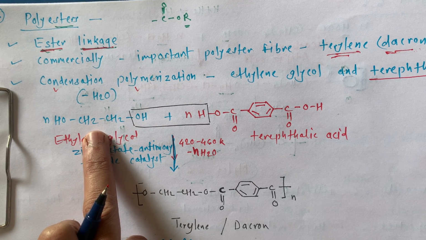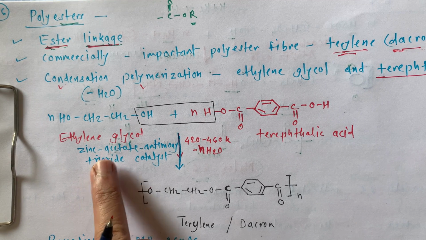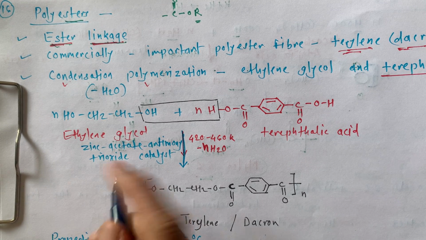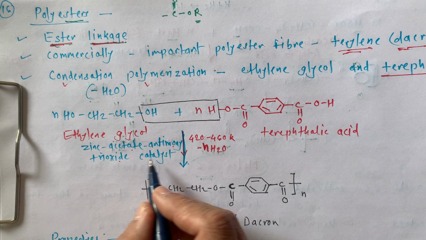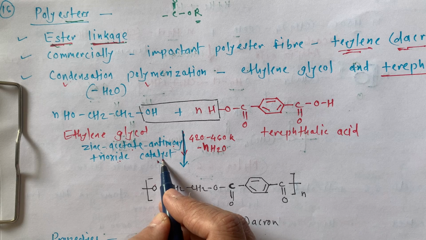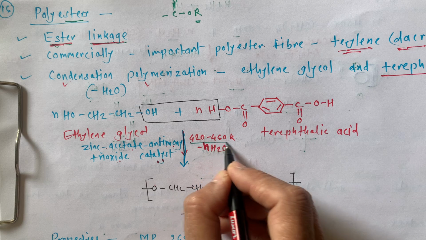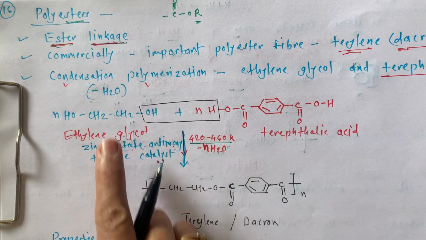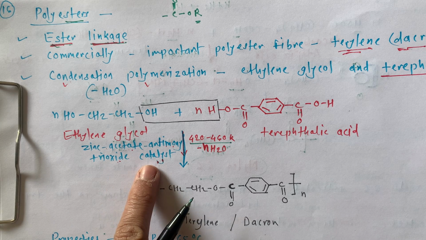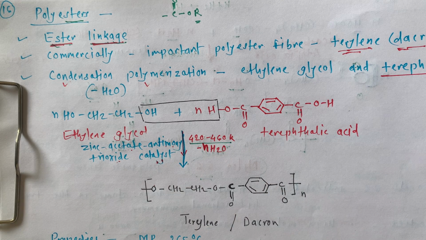Ethylene glycol. Now here, again, a very specific catalyst is used. What is that? Zinc acetate antimony trioxide catalyst. Remember, and remember this temperature also, 420 to 460 degrees centigrade. To prepare polyester, which catalyst do you have? You must use zinc acetate antimony trioxide catalyst, and the temperature is 420 to 460 Kelvin.